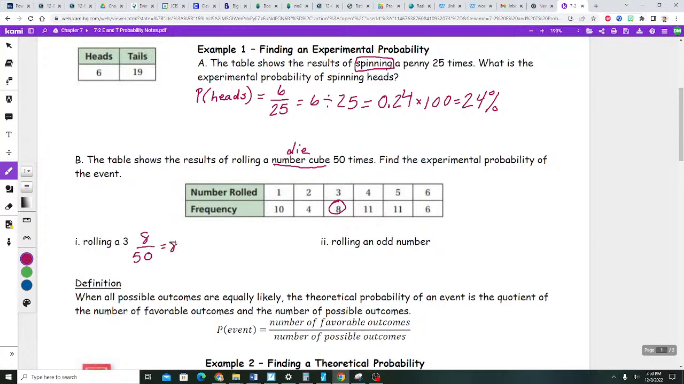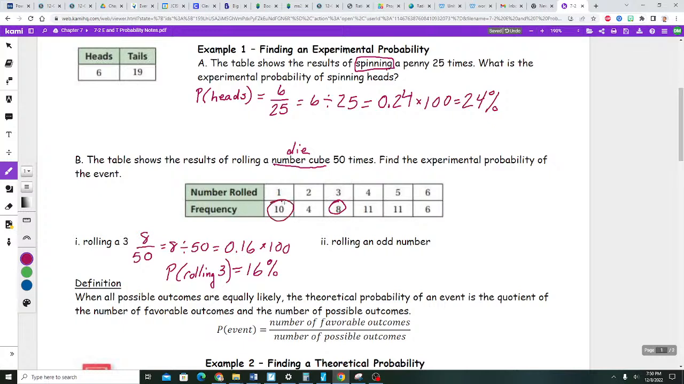So if we divide 8 by 50, that's going to give us 0.16, times by 100, and that gives us 16%. So the probability of rolling a 3 is 16%.